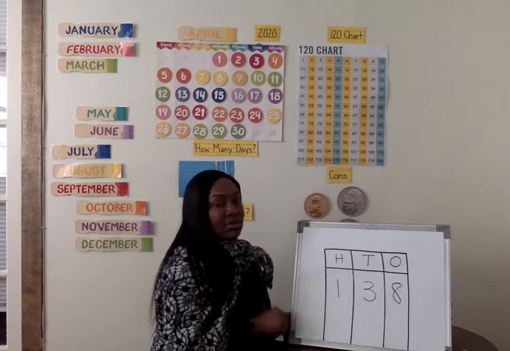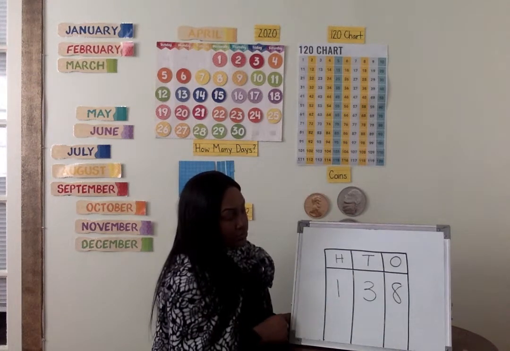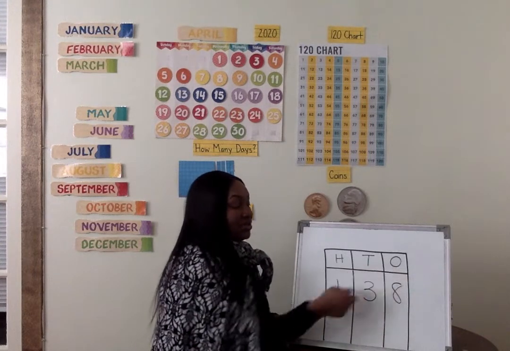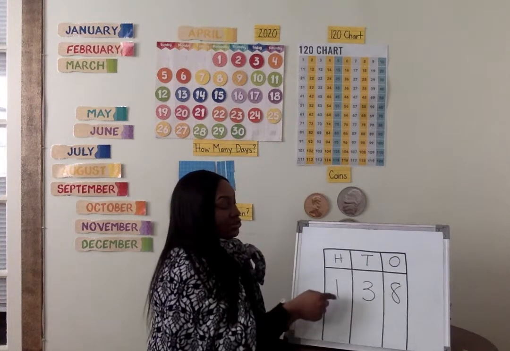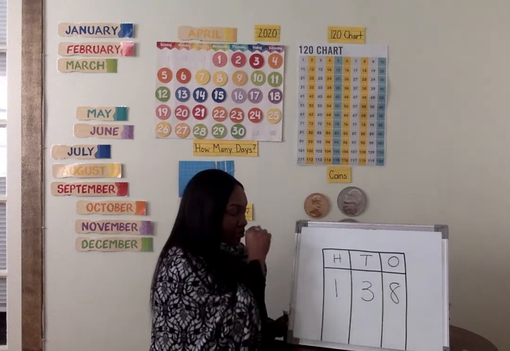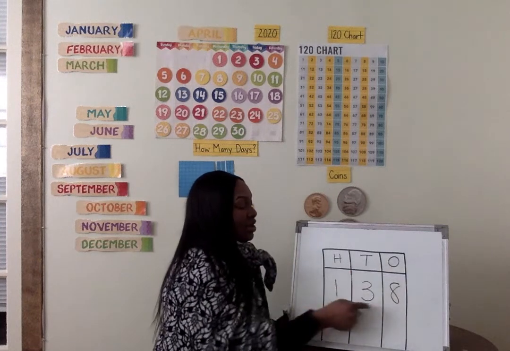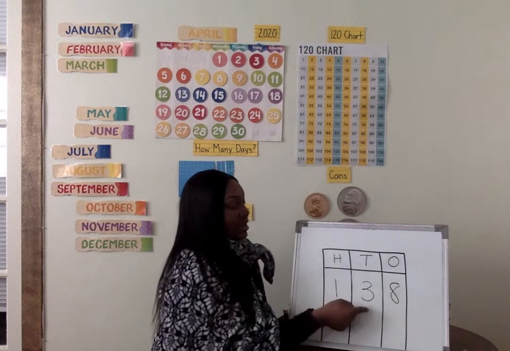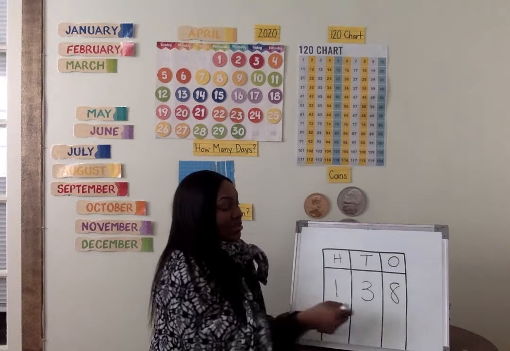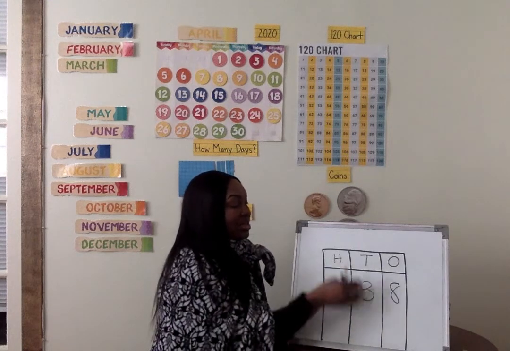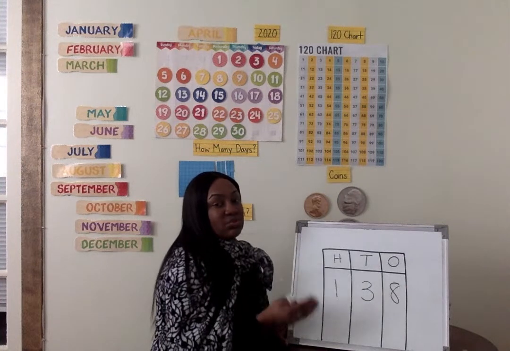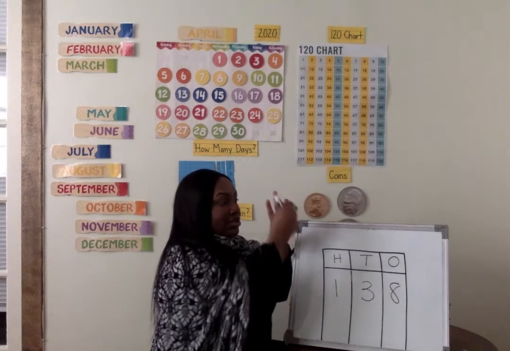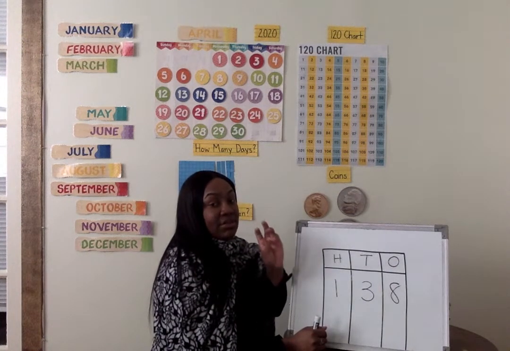How many 1s are in the number 138? You're right, 8, because the number 8 is in the ones place, and that tells us how many 1s are in the number 138. So if there's 100 in the number 138, and if there's 8 ones, how many 10s are in the number 138? So easy. There's 3 tens in the number 138, because there's a 3 in the tens place. 3 tens is the same as what number? Let's count them. 10, 20, 30. So 3 tens is the same as the number 30.